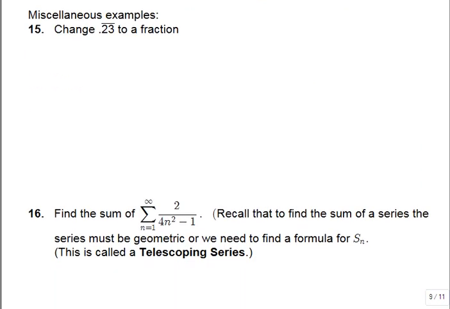So now we're going to try a few miscellaneous examples. Take a look at 0.23 repeating. We want to change this to a fraction. So there's a couple ways to do this, but we're going to treat this as an infinite series problem. So the way we're going to do that is we're going to expand out 0.23 repeating, and we're going to think of it as 0.23, 23, 23, 23, and so on.